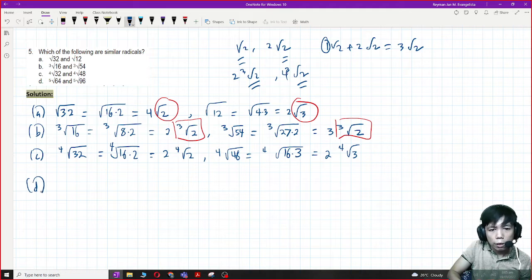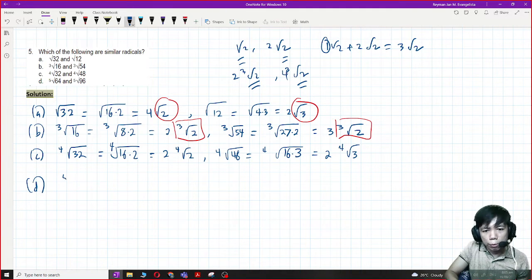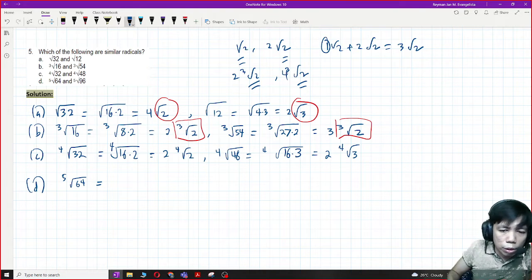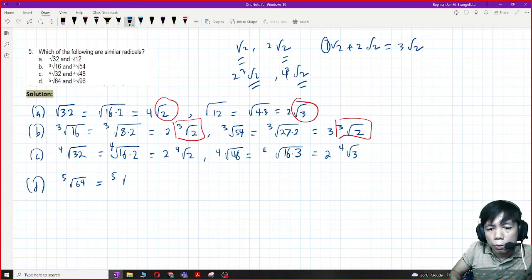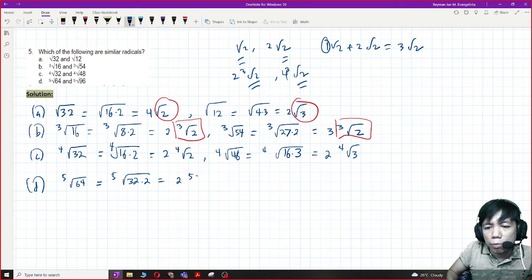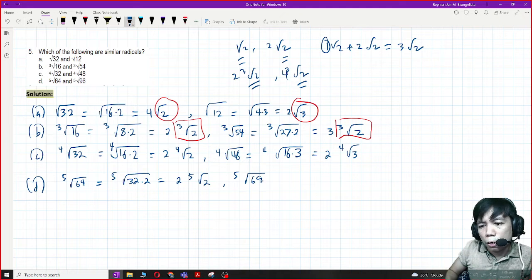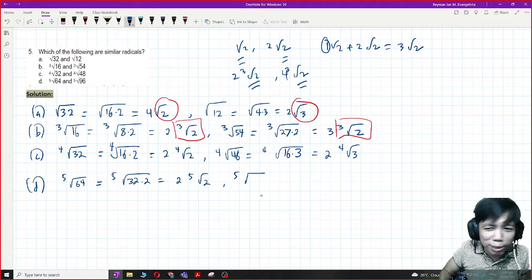Okay? And then naman, the fifth root of 64. Okay? So, think of a number na merong fifth power. So, that is 32. No? Kasi, ang factors ng 64 ay 2 times 32. Okay? So, fifth root of 32 times 2. Okay? Since ang 32 mo ay 2 raised to 5, ang simplified form nito is 2 the fifth root of 2. And then si 96 naman guys na fifth root of 96.